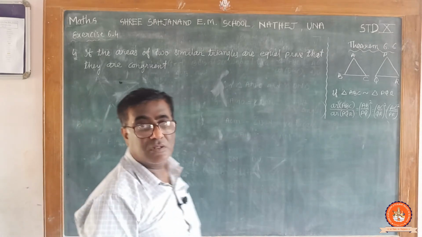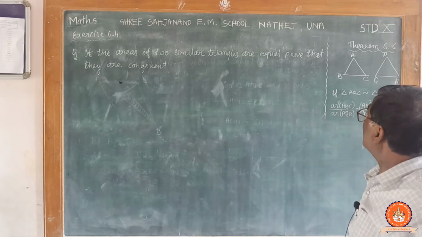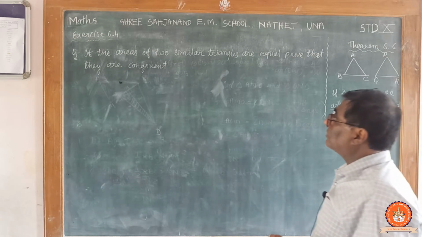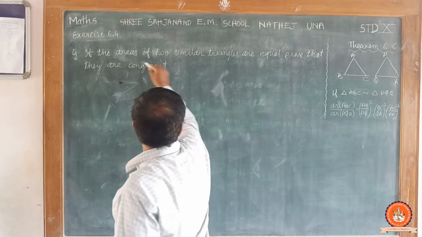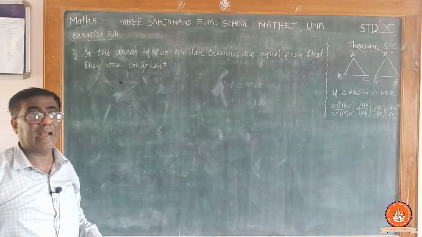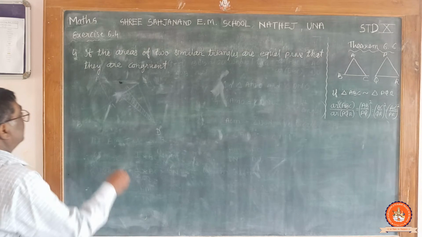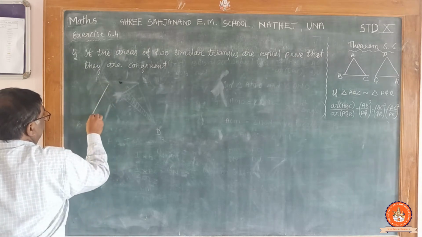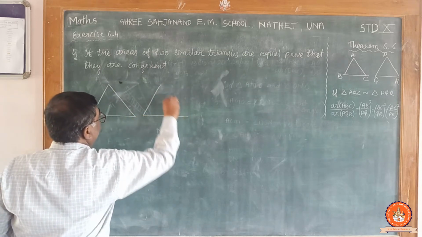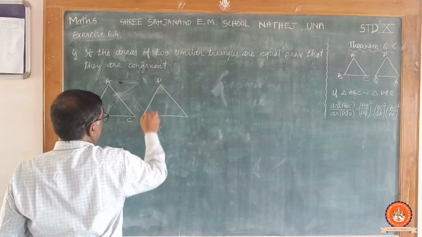Question number 4. If the areas of two similar triangles are equal, prove that they are congruent. So two triangles are similar and their areas are equal. So we need to prove them to be congruent. Okay, so the triangles can be ABC and PQR.